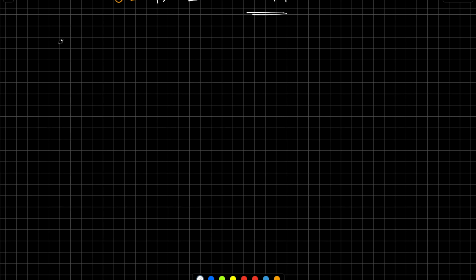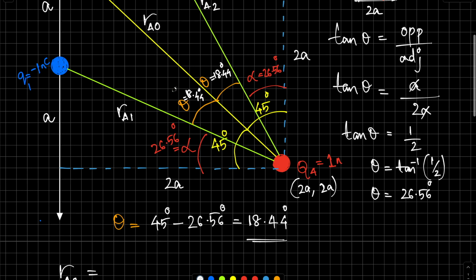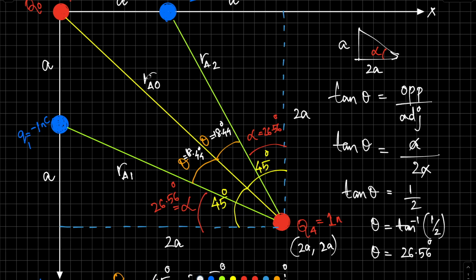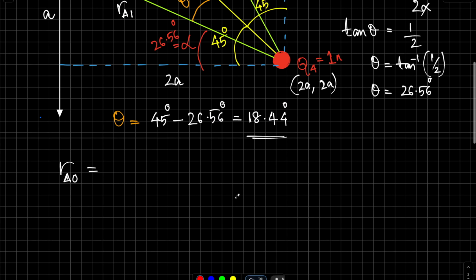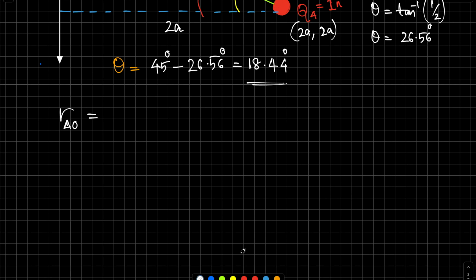So let's find RA0. So this is RA0, right? To find RA0, I'm going to consider this big triangle, this big right triangle. Let me draw it here. This is that triangle.